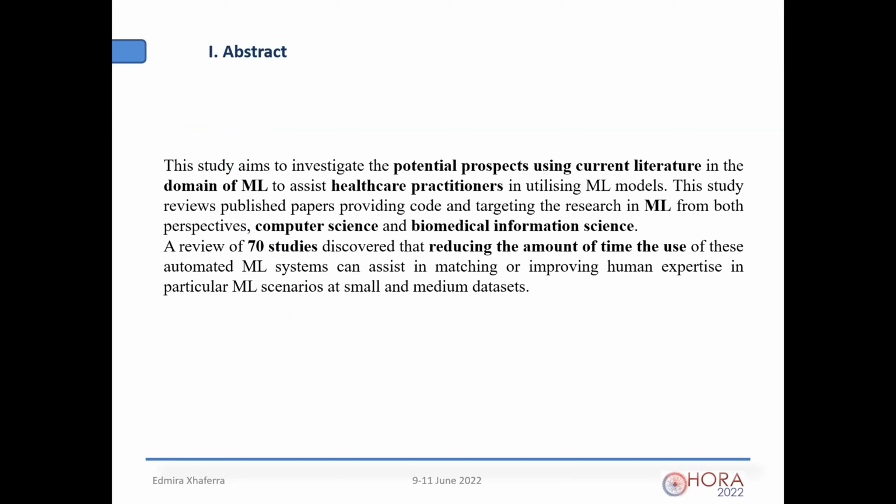This article reviews published papers providing code and targeting the research in machine learning from both perspectives, computer science and biomedical information science. We have reviewed 70 studies and discovered that reducing the amount of time, the use of those automated machine learning systems can assist in matching or improving human expertise, in particular in machine learning scenarios with small and medium data sets.